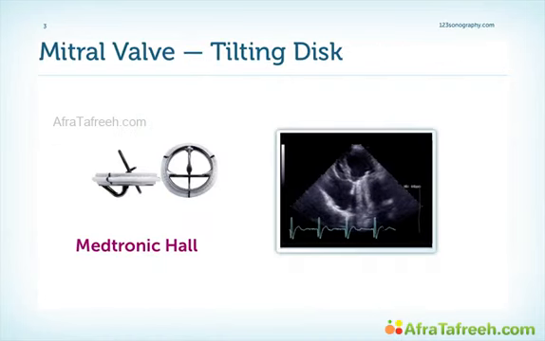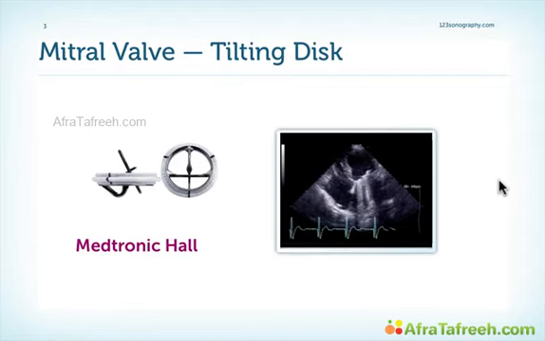First, here is a tilting disc valve. Remember, we only have one disc, which is asymmetrically positioned. We have two orifices, one here, which is smaller, and another one, which is larger. Here is the corresponding echo of a patient who has such a Medtronic Hall valve. We can first of all note that there is a lot of shadowing of the left atrium, which is typical for mechanical valves. And we can only see one disc.